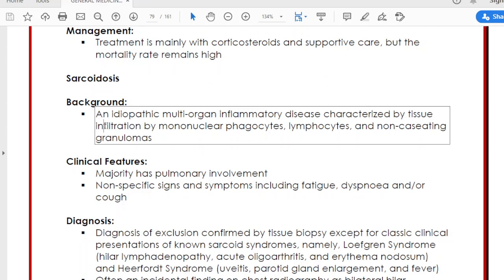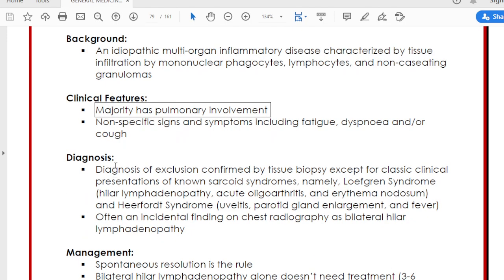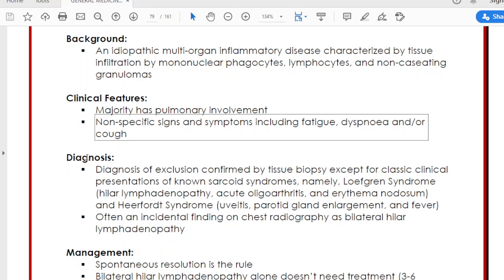Sarcoidosis. Background: an idiopathic multi-organ inflammatory disease characterized by tissue infiltration by mononuclear phagocytes, lymphocytes, and non-caseating granulomas. Clinical features: the majority have pulmonary involvement. Nonspecific signs and symptoms including fatigue, dyspnea, and/or cough.